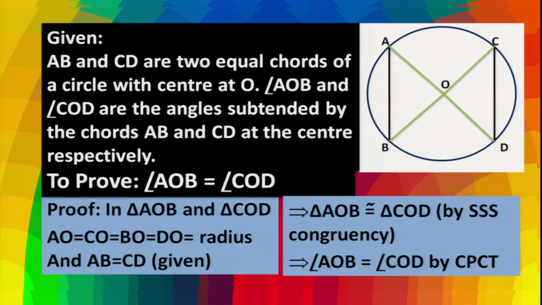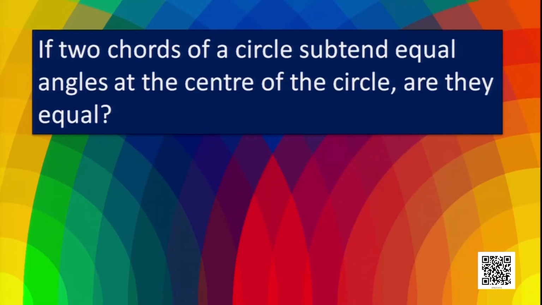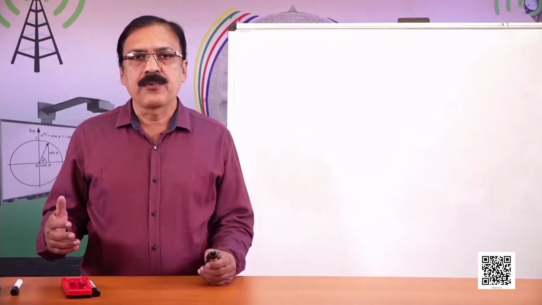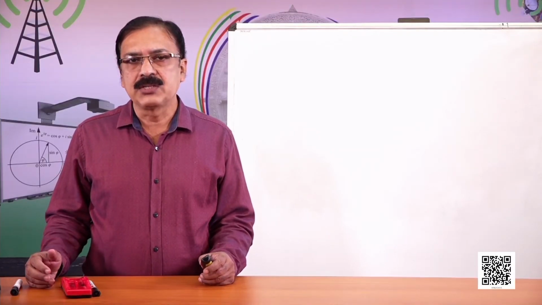So according to that, we have angle AOB is equal to angle COD by CPCT, meaning corresponding parts of congruent triangles. Now let's see, if two chords of a circle subtend equal angles at the center of the circle, are they equal? So this is just a question that verifies the converse of the last theorem.